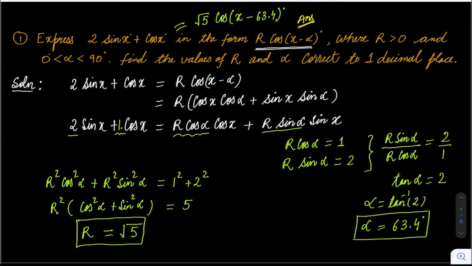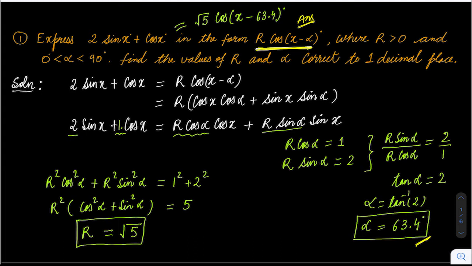I think everyone understands this. Just simply write whatever they say. In whichever form they say, just write it, expand the formula, compare. Whenever you compare, in every question, you will get two equations in R and alpha. Then square and add, you will get R. If you divide them, you get tan alpha. From that, you can get the alpha value.